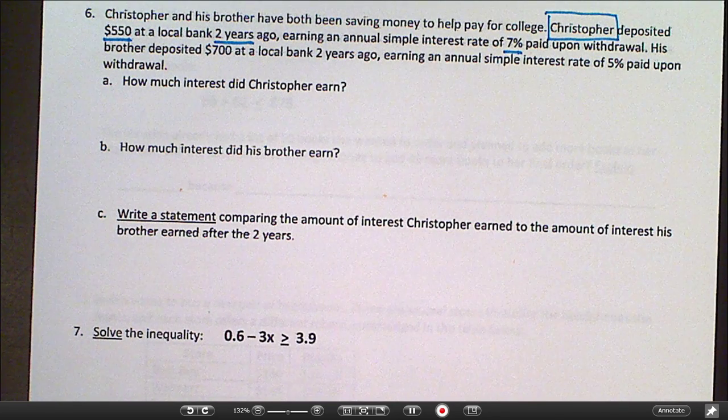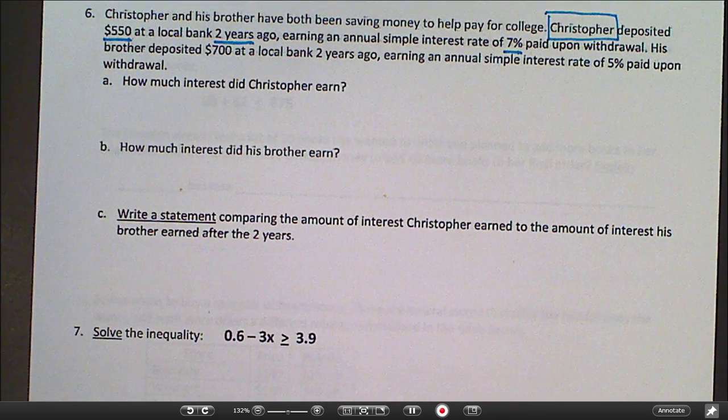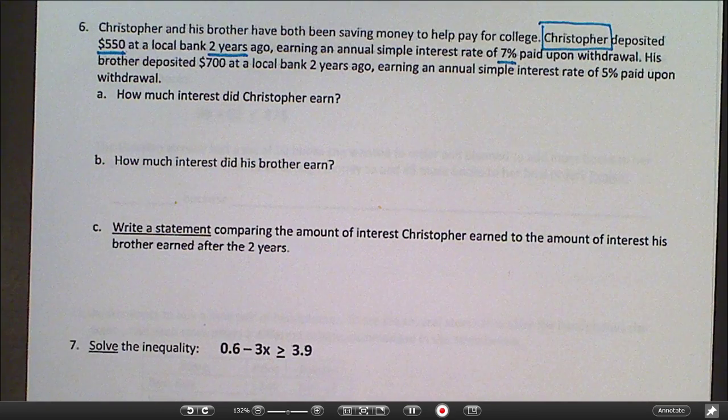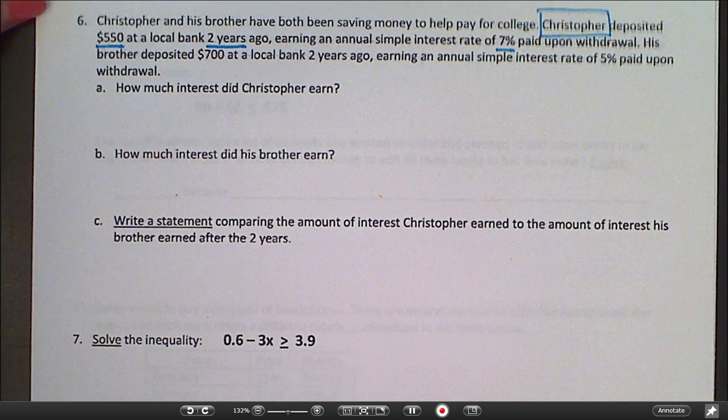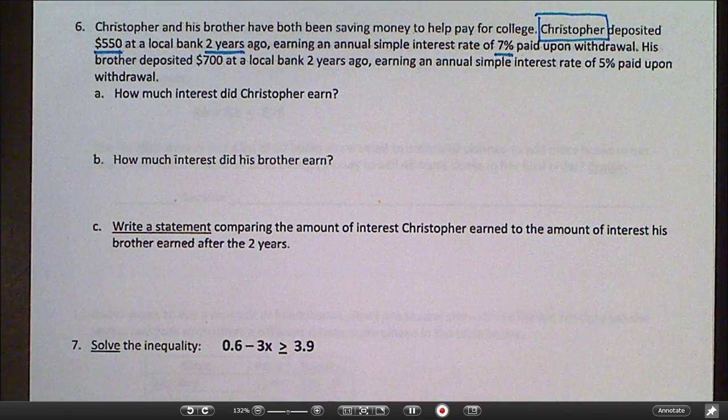Wait, Miss Hendee, what does deposit mean? Deposit means that I'm putting it into the bank. So we're adding it then? We are adding it to the bank, yes. Okay, good reminder.